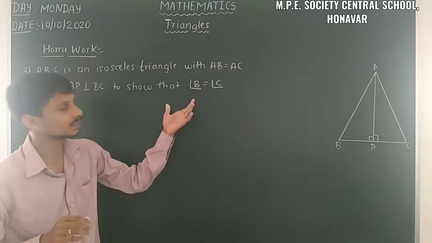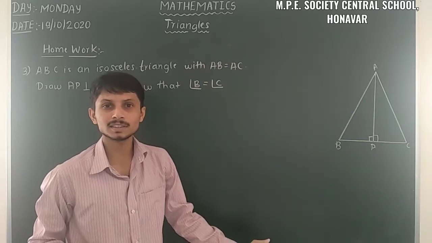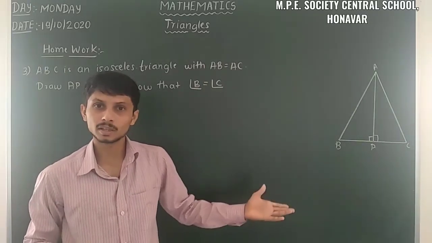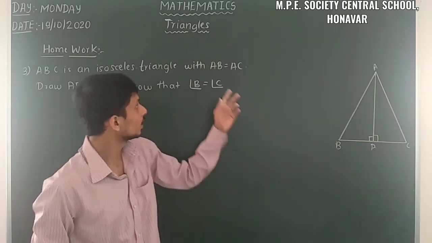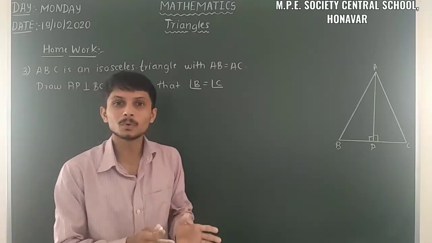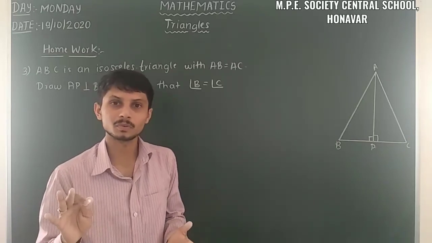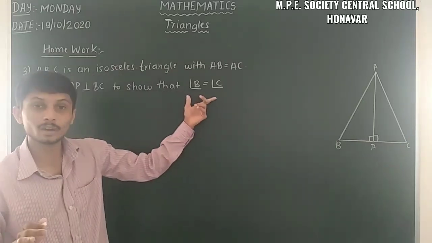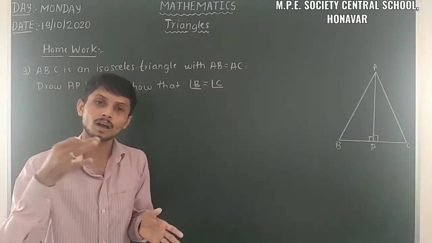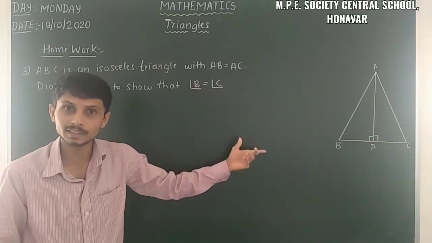So what are the conditions here? AB is equal to AC. It becomes the hypotenuse side, and also the equal sides of an isosceles triangle. You can take either. And when we have AB is equal to AC, we already proved that the angles opposite to the equal sides are equal. But here we have to show that angle B is equal to angle C.